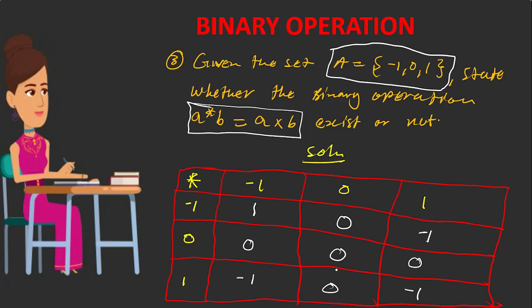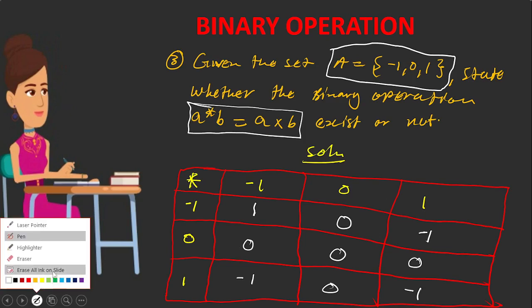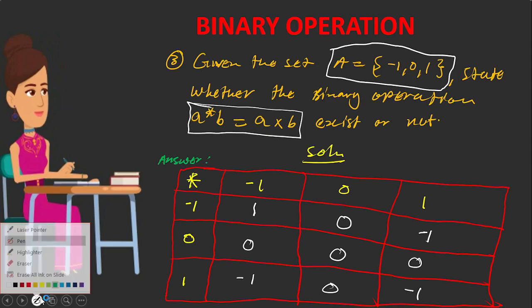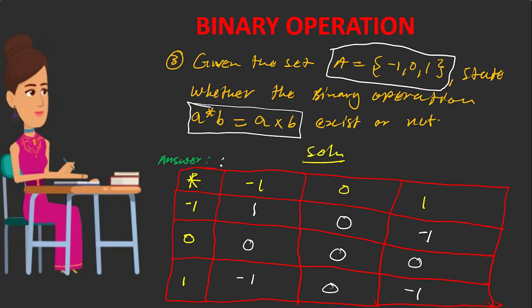So, does this binary operation exist or not? Can someone give it a try? Does it exist or not? Correct. So in this case, the binary operation exists. If you are asked to state the reason, the answer is simply that all the members in the set are part of the solution, or all the solutions are part of the set which has been given.